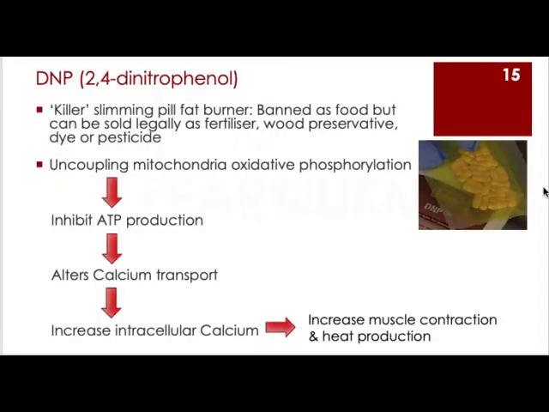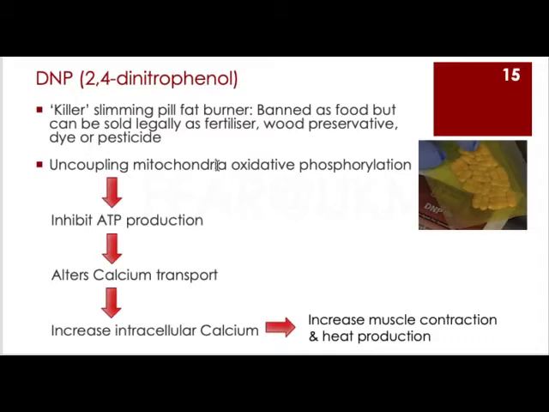Another part, we'll move on to another component called DNP, because I'm supposed to cover something on the toxicity of weight reduction agents. This is something which is getting a little more popular in recent years because people get it illegally from online sources. People call it a killer slimming pill because it's a very effective fat burner. That's why misuse comes in, but you can still find it in fertilizers and dyes and so on. It's mainly obtained online, nothing through healthcare professionals.